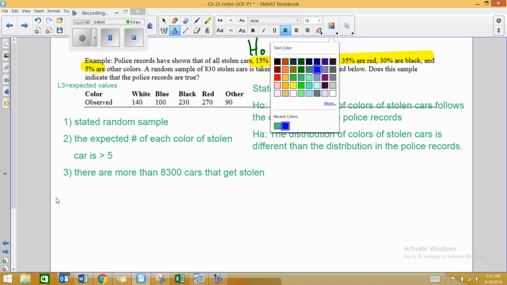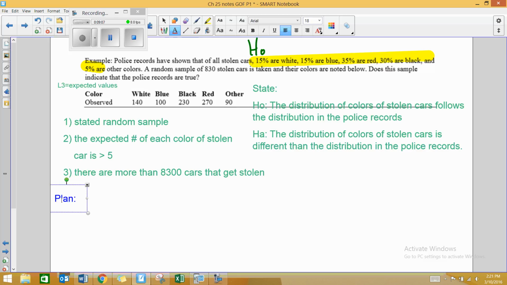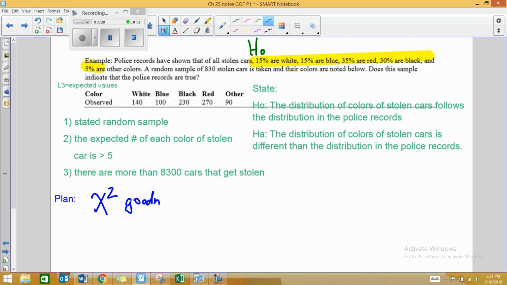Let's go ahead and move on to the plan step. The plan step is pretty short. We just have to tell the reader what type of inference method we're using. So the inference method I'm going to use, and hopefully you guys will choose the same one, is a chi-squared goodness of fit test. You can also choose to call this a chi-squared GOF test. Both of those are acceptable. I, from here on out, will probably call them a chi-squared GOF test because it's shorter. All right, and that's it for the plan step.